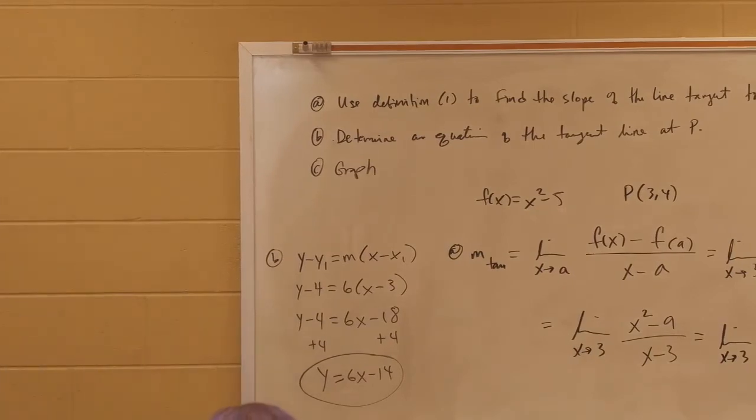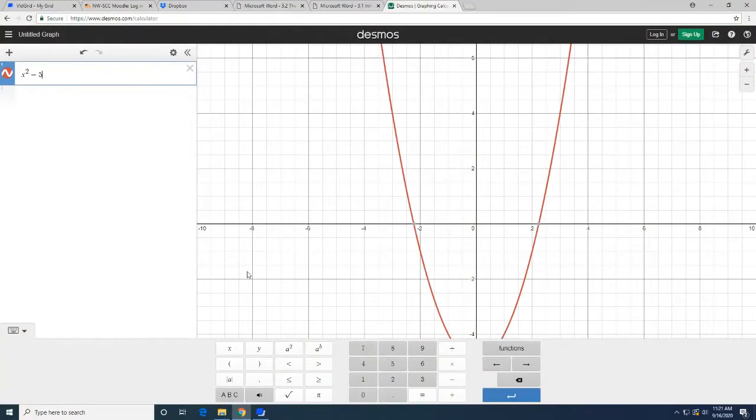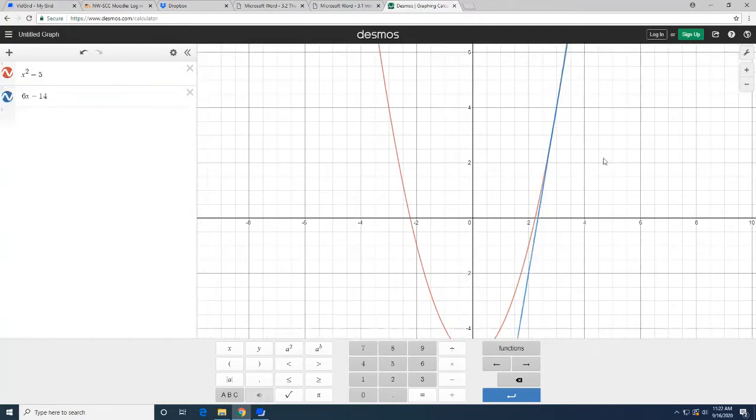Okay, so I'm going to graph that up here with Desmos. Minus 5. All right, so there's the graph. Now our tangent line, y equals 6x minus 14. All right, there we go.